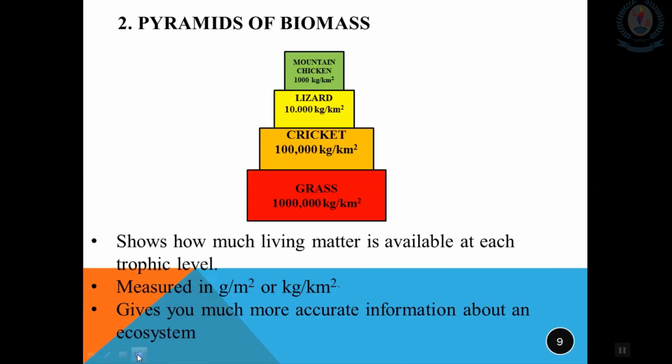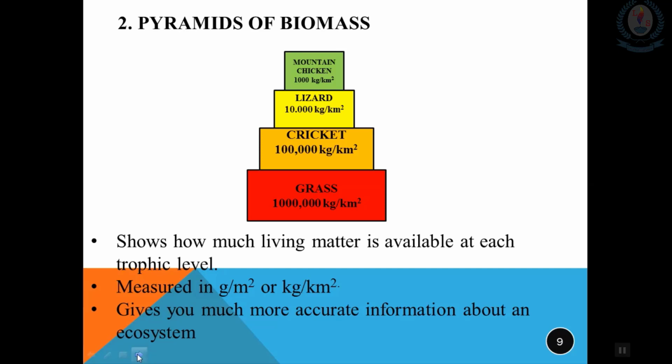Pyramids of biomass. Pyramids of numbers don't accurately reflect what is happening in an ecosystem, but a biomass pyramid will give us a more realistic model, as it shows the combined mass of all the organisms in a particular habitat. For the construction of this pyramid, we can take either the wet or dry biomass.